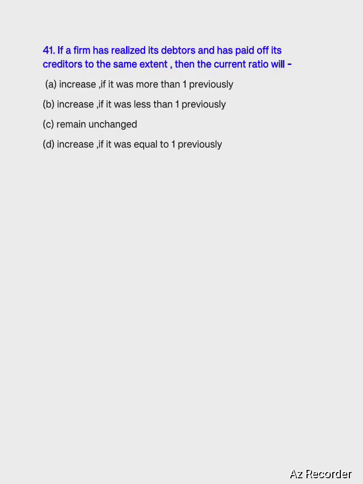Question 41 to 50 today. If a firm has realized its debtor and has paid off its creditor to the same extent, then the current ratio will increase if it is more than 1, increase if it was less than 1 previously, remain unchanged, or increase if it was equal to 1 previously. So there are 4 scenarios given.